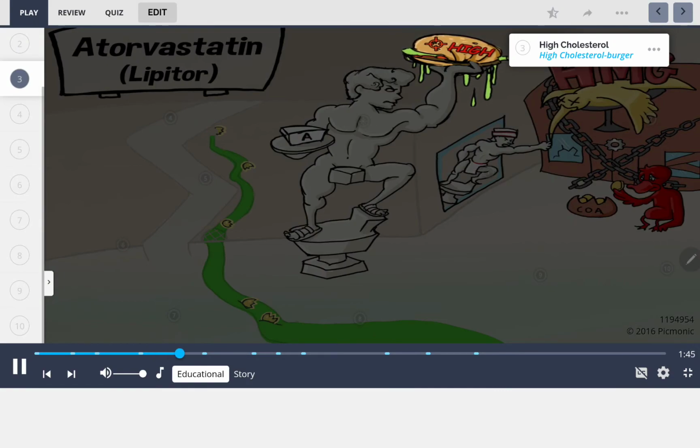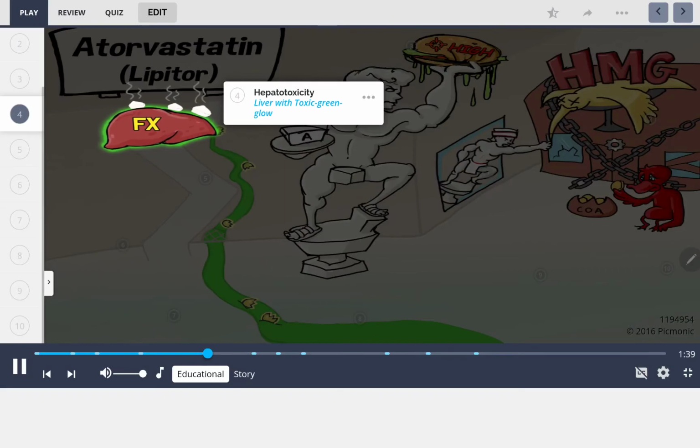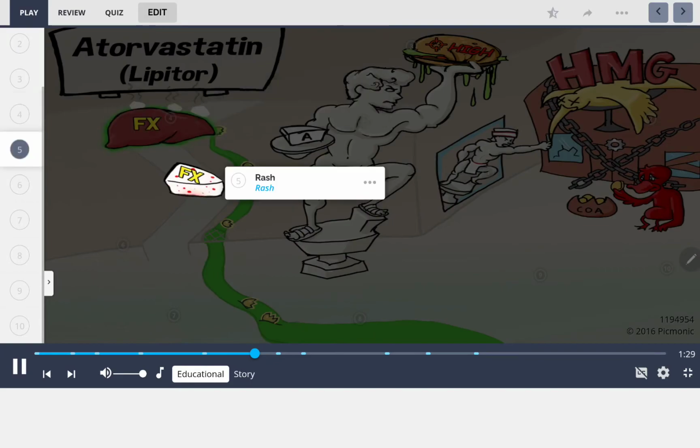Therefore, they are indicated for use in those with high cholesterol, shown by the high cholesterol burger. Side effects include hepatotoxicity, the liver with toxic green glow. Thus, patients taking statin medications should be monitored for jaundice and increased liver function tests. They may also develop a rash, shown by the rash on the piece of tofu.